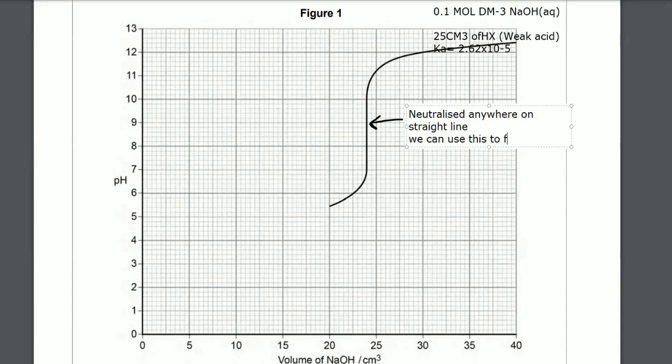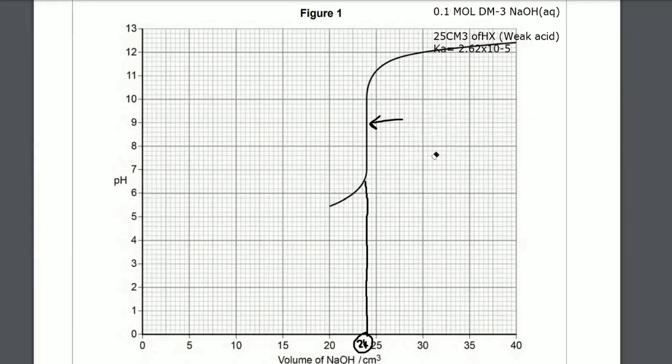If we find where it's been neutralized, that's anywhere on the straight line, let's draw a line down to intersect the volume of sodium hydroxide at the bottom, and we'll know how much sodium hydroxide needed to be added to the 25 centimeter cubed of acid. We need 24 centimeter cubed of sodium hydroxide. We now know the volume of sodium hydroxide. They gave us the concentration at the start in the stem. Remember, I wrote down 0.10 mole per decimeter cubed NaOH. So now we know the volume and the concentration.